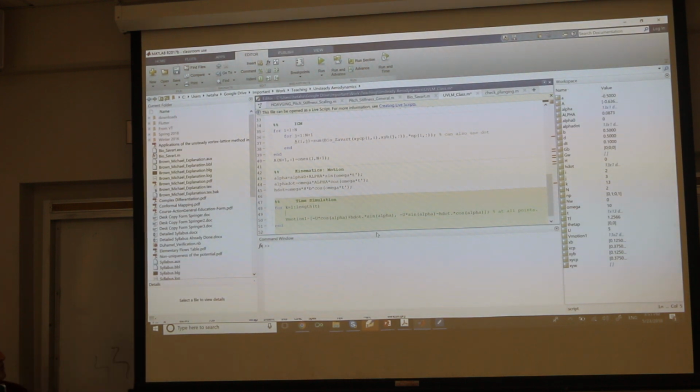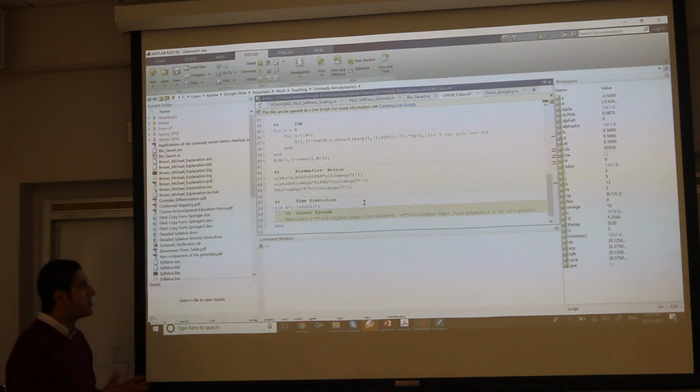So for simulation, why do I want to do time simulation? What do you do at each time step? We solve a linear system, A gamma equals the right hand side. This is the heart of the code. Anything else is just to make this work.